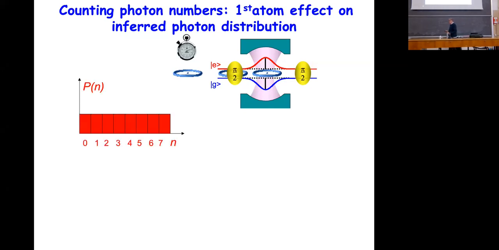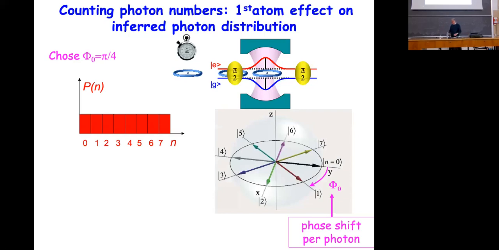At time t equals 0, I don't know anything about the field, so I will not even assume that the field is in a coherent state. I just say I have no information except for the fact that I have a maximum of seven photons. So I assume a flat initial distribution. And since I want to distinguish between 0 and 7, it is clever to choose a phase shift per photon equal to pi over 4. And I will show you why.